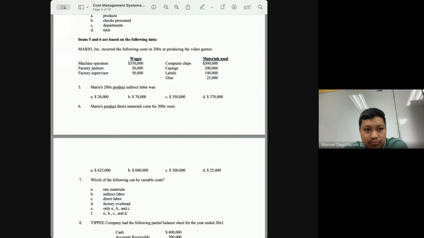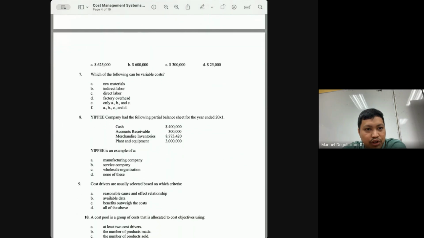Number 6, Mario's product direct materials cost for 200X. We are producing video games, so computer chips definitely, casings also are direct material, label would be direct material, but glue, although directly applied, the manner of allocation would be difficult to account for. So this would be considered an indirect material. So our answer for number 6 would simply be 600,000.